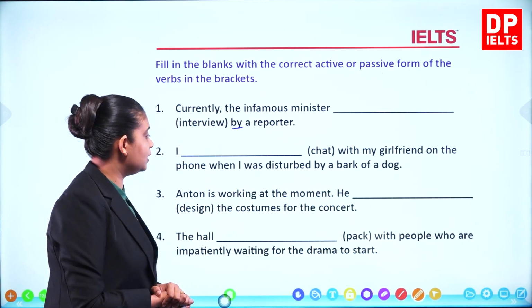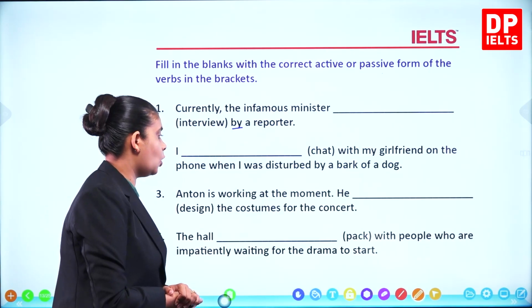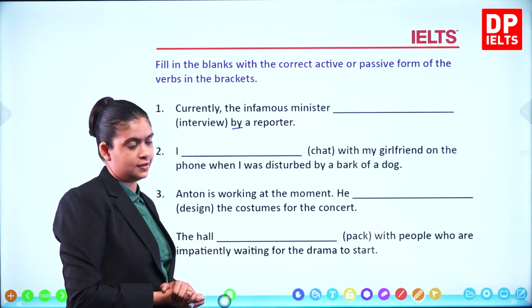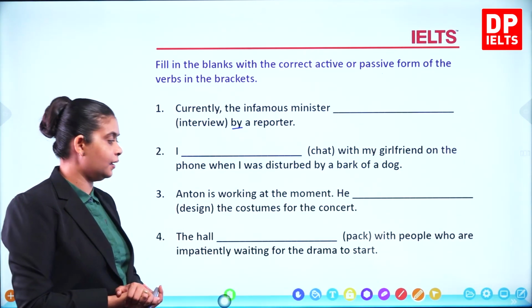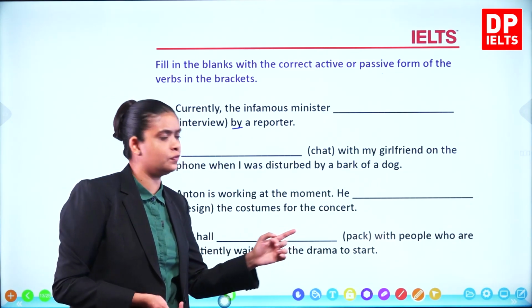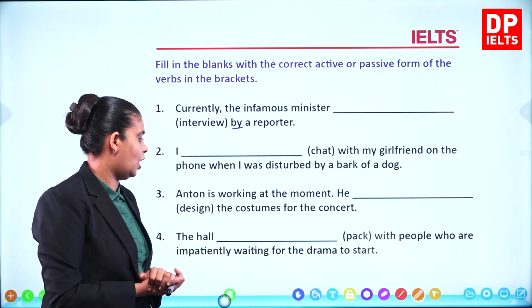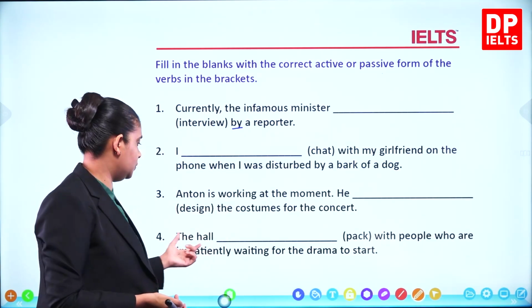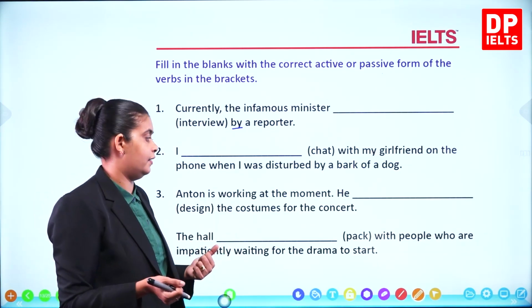Anton is working at the moment. He blank designed the costumes for the concert. The whole blank pack with people who are impatiently waiting for the drama to start. Okay, so impatiently waiting for the drama to start. What do you think the verb should be? Which form? Right?